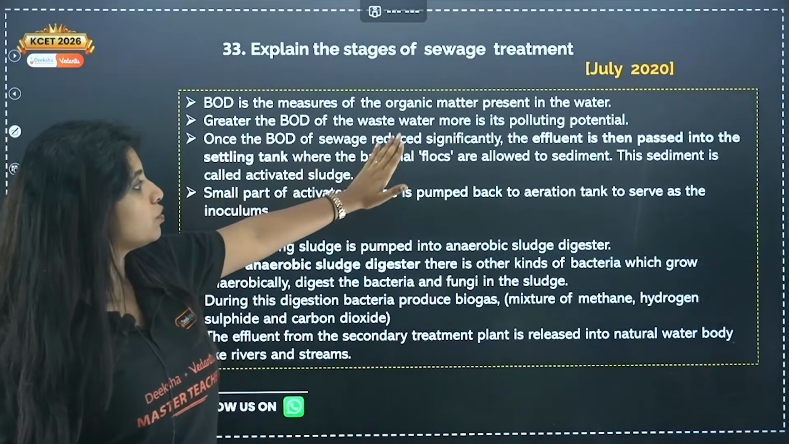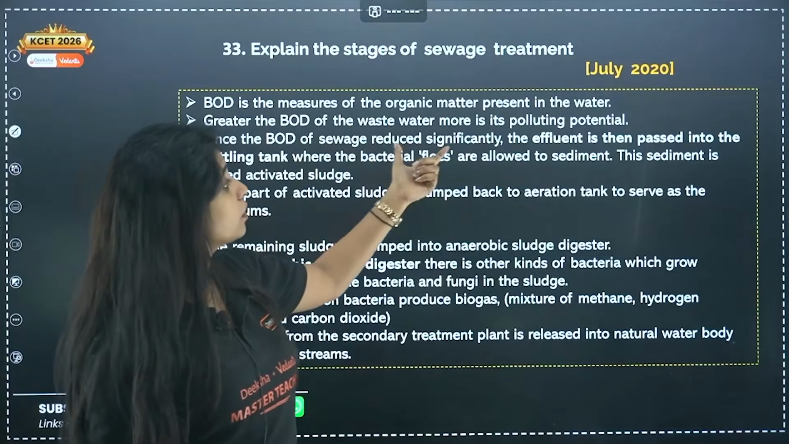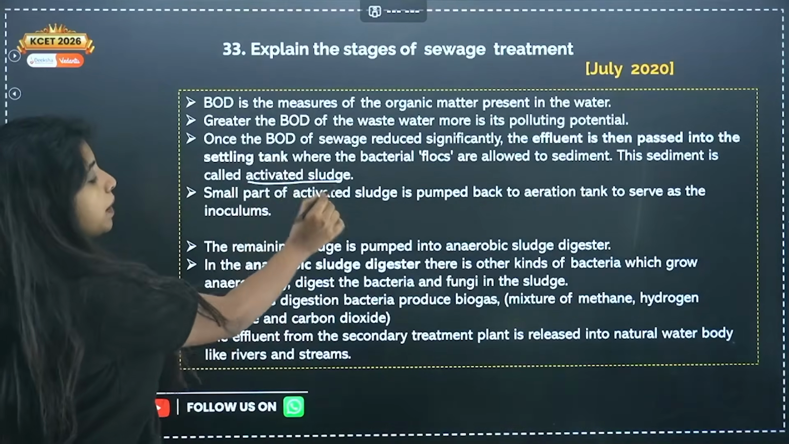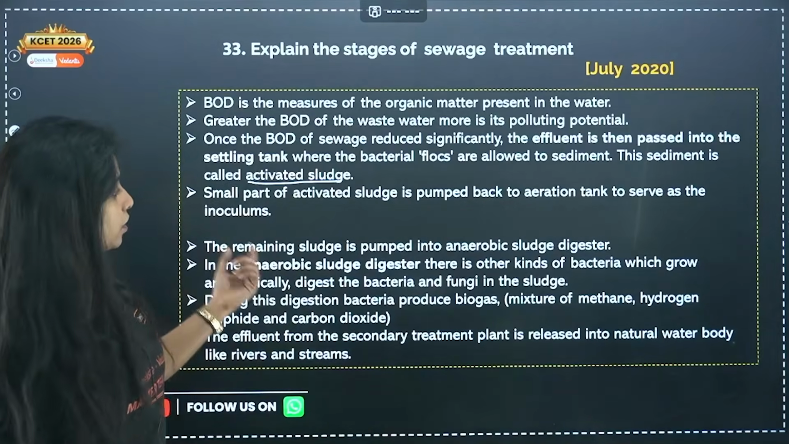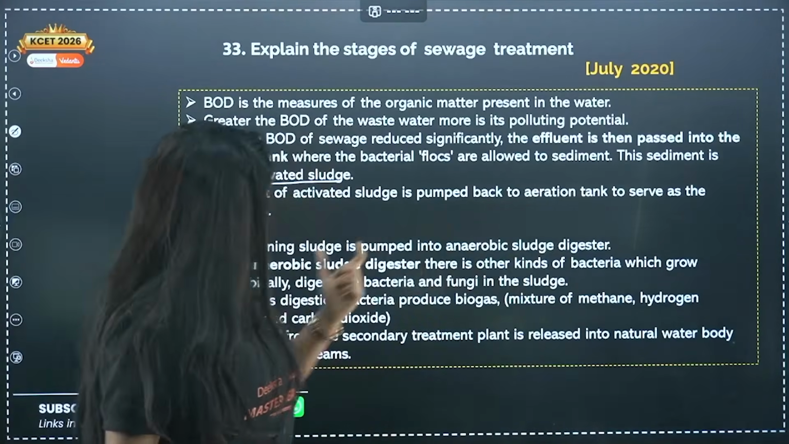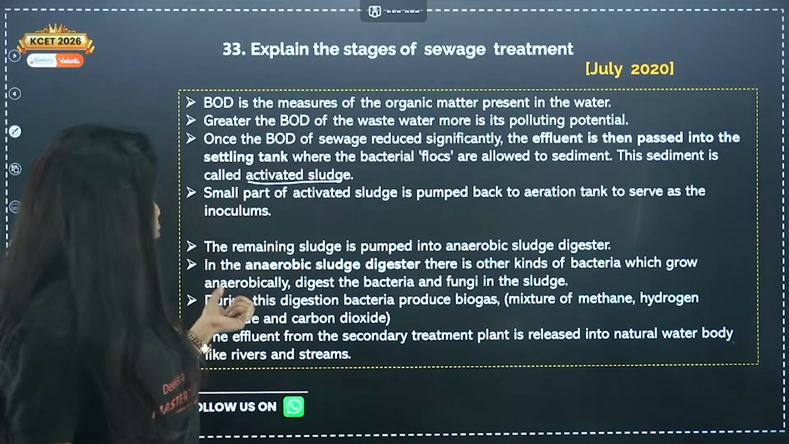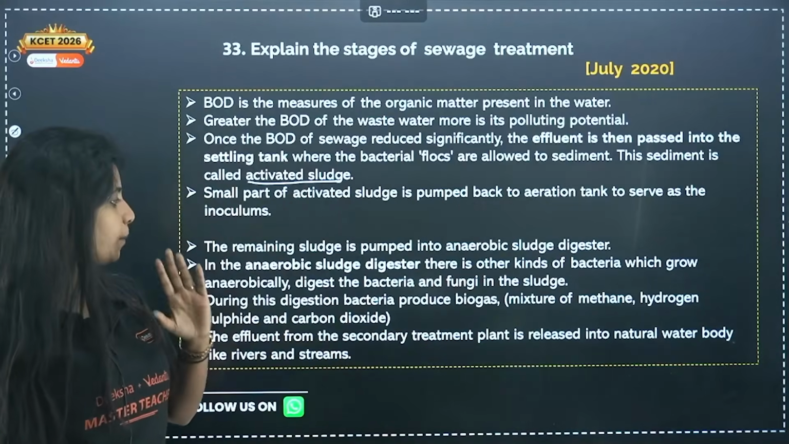Once the BOD of sewage reduces, the effluent is passed into the settling tank where the bacterial flocs are allowed to sediment. This sediment is called activated sludge. A small part of the activated sludge is pumped back as an inoculum to the aeration tank. The remaining sludge is pumped into the anaerobic sludge digester. In the anaerobic sludge digester, there are other kinds of bacteria which grow anaerobically and digest the bacteria and fungi in the sludge, producing what? Biogas.